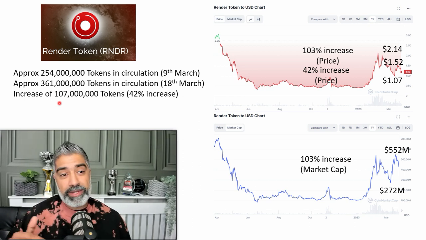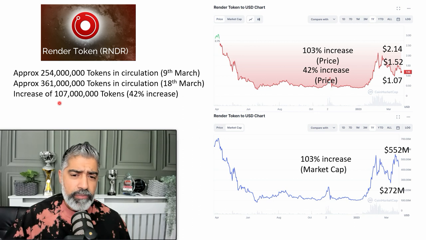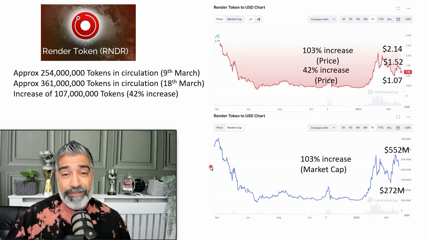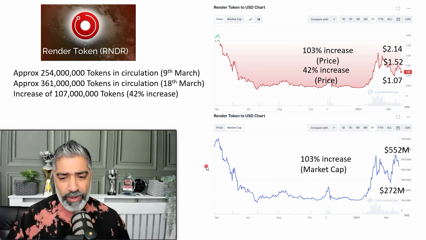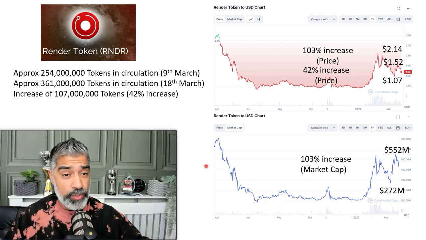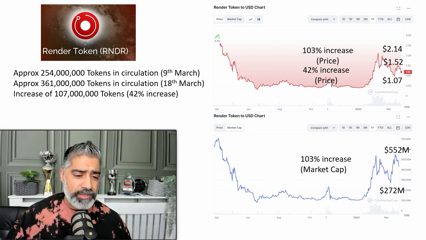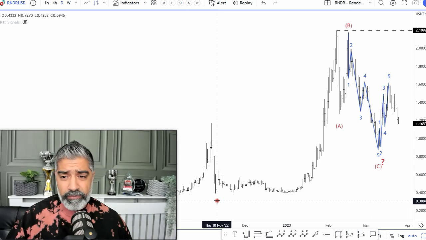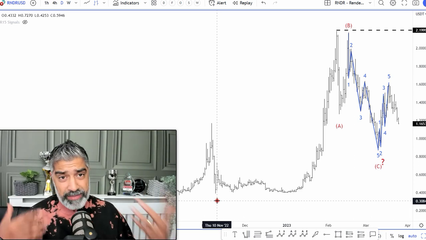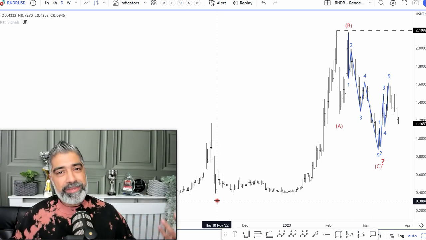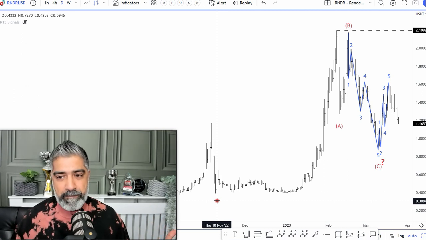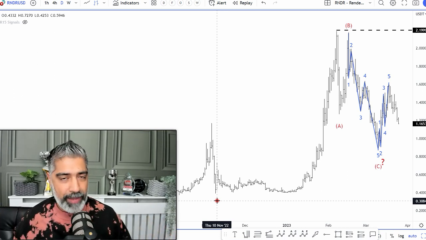So what I'm going to do now is pull up a chart of Render. The reason I'm looking at this is because I mentor and coach students, and one of my students was interested in the Render token, and I was just helping him. So I'm going to pull this up because we need to make some business decisions based on what we anticipate is going to happen next.